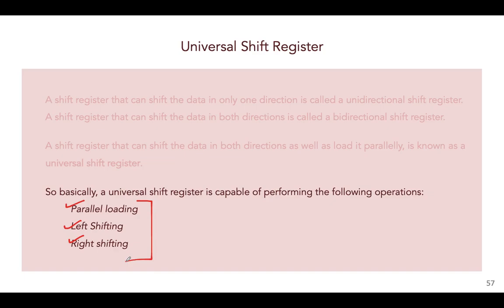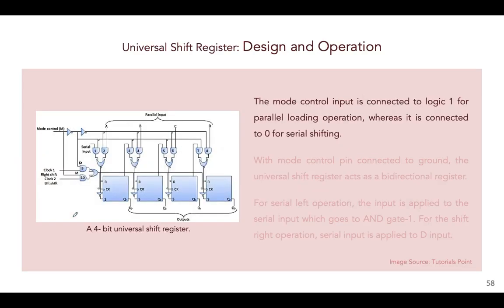In other words, you can say that if you have an additional capability of parallel loading in a bidirectional shift register, then that becomes a universal shift register. And this is what it looks like. This is the design and operation of a universal shift register. This time, we have designed it using R and S flip flops. So even though so far all the illustrations were using D flip flops, that doesn't mean that you can only use D flip flops, right? You can use all kinds of flip flops. So, for instance, you can see that in this case they have designed it using R and S flip flops.